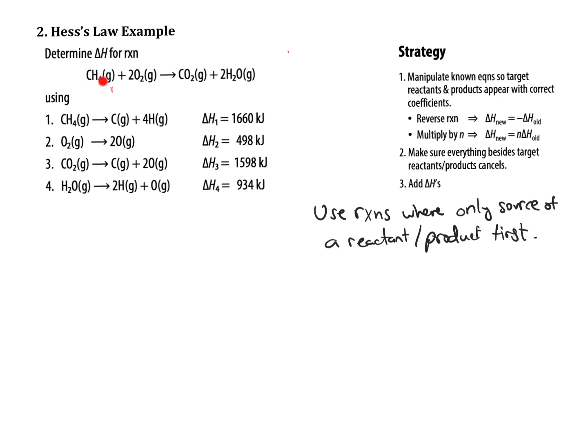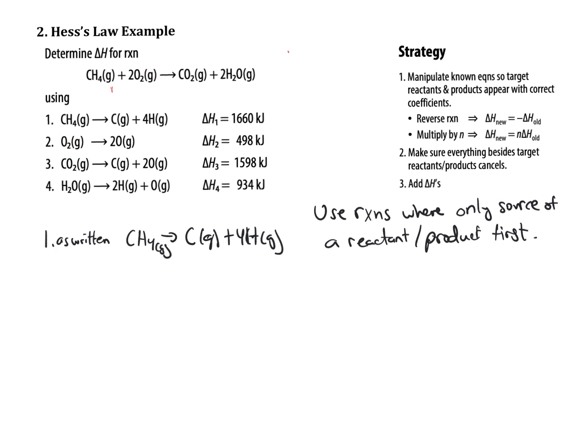In this case, since CH4 is only present in reaction 1, I know for a fact that to get 1 mole of CH4 as a reactant, I need to use reaction 1 as written, without multiplying or flipping it. So I'm going to take reaction 1 and use it like that. And I know that has to be right because that's the only way to get 1 mole of CH4 gas as a reactant. Similarly, for reaction 2, that's my only source of O2.